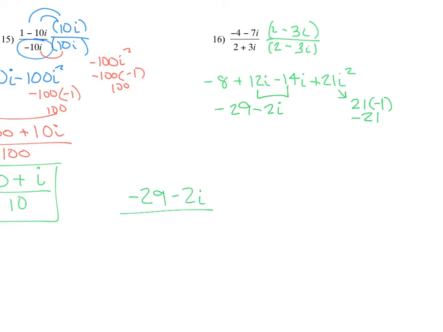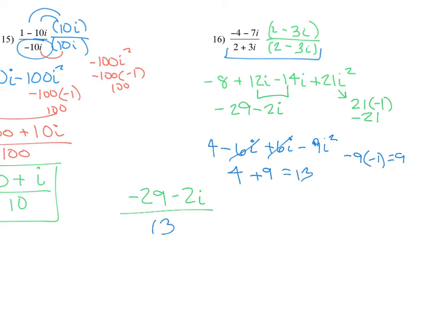And now we're going to do the same thing for the denominator. Okay, so we have first is 4, outside is -6i, inside is positive 6i, and last is -9i squared. All right, these are going to cancel out. So we're left with 4, and then we have -9 times -1, which will give us a positive 9. So we have 4 plus 9, which will give us 13, and that's our denominator. So this is our final answer here because we cannot reduce anything. So that will be it.